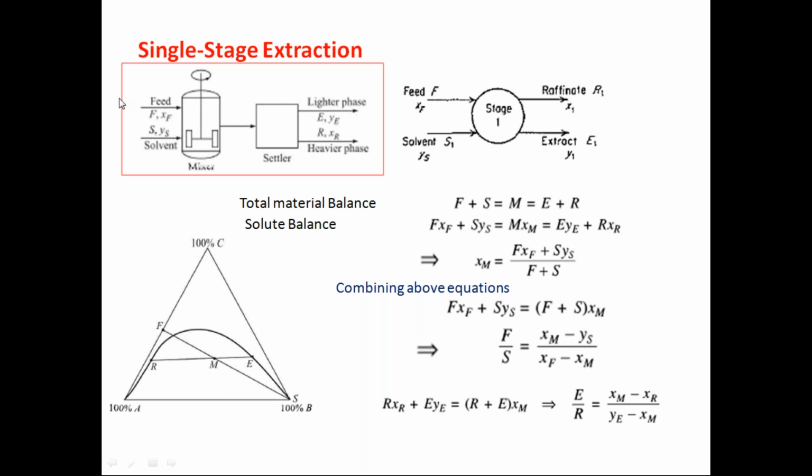In a batch process, you can take a mixture, add feed and solvent, mix, and allow it to go to another settler. In the settler, due to gravity or centrifugation, the two layers will be separated. So you will get a lighter phase and a heavier phase, so that the extract phase and raffinate phase can be separated.